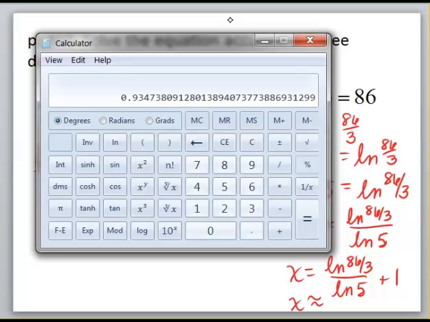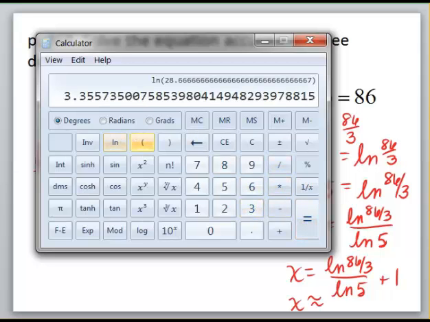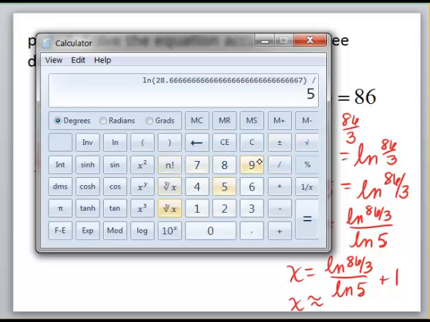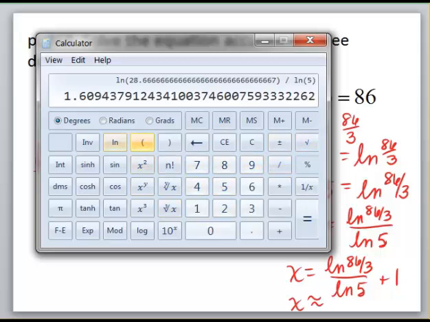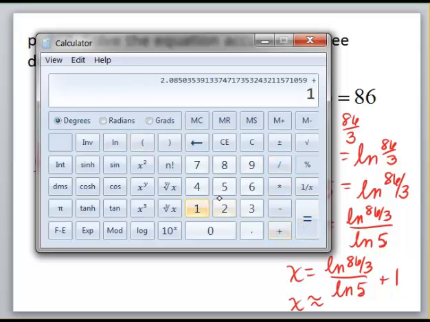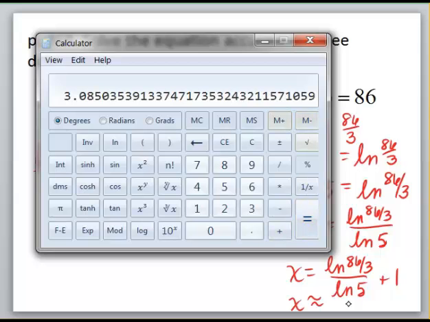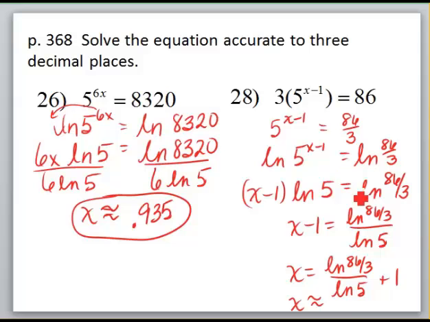So I am going to be punching in 86 divided by 3. I need the ln of that, divided by the ln of 5, and that is equal to this plus 1. So my answer is going to be 3.085. So 3.085 is my solution.